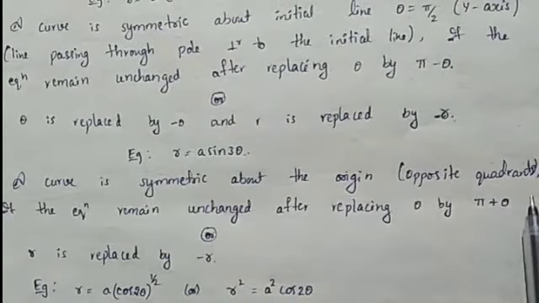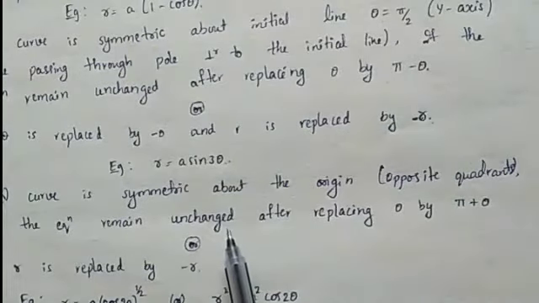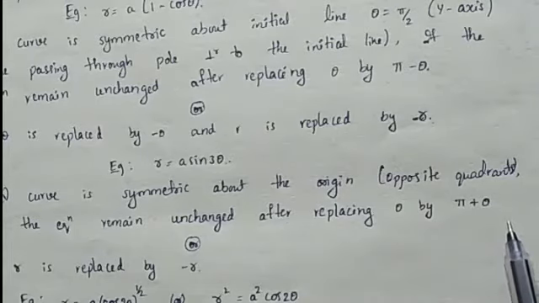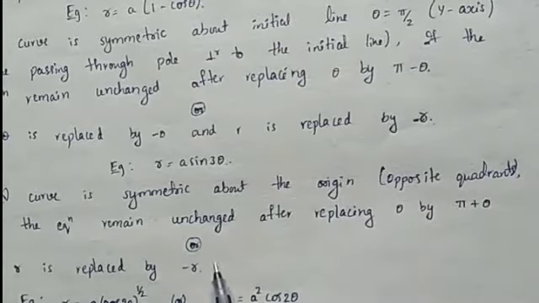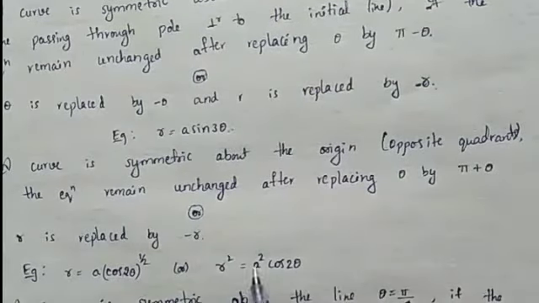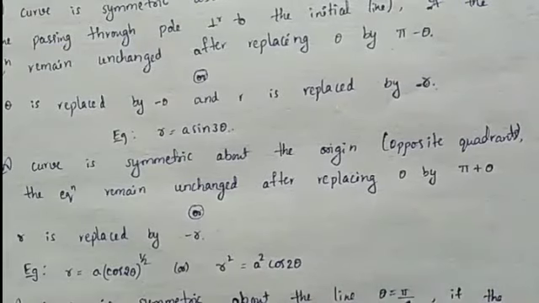In the opposite quadrants, the curve is symmetric when the equations remain unchanged after replacing theta by pi plus theta, or r is replaced by minus r. For example, r square is equal to a square cos 2 theta. You replace r by minus r, the equations remain same. So hence the curve is symmetric in the opposite quadrants.